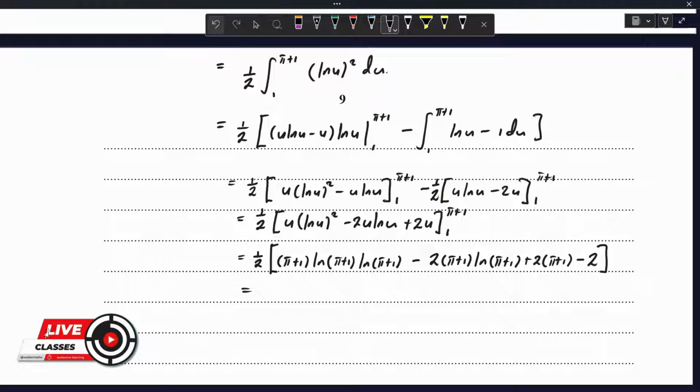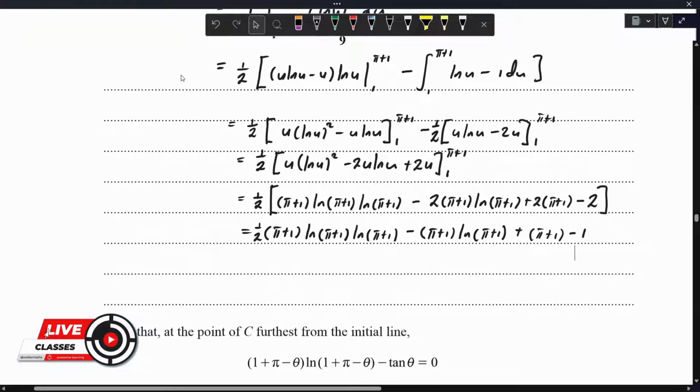We'll be having, all right, half of pi plus 1 ln of pi plus 1 squared. So that's like of ln of pi plus 1. And that's minus pi plus 1 ln of pi plus 1. And that's going to be plus pi plus 1. All right. And that's minus 1 because it's being multiplied by a half.